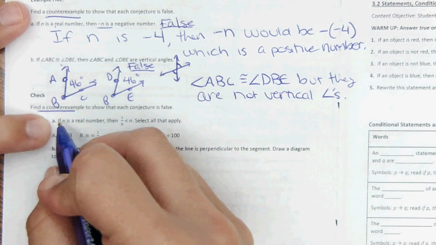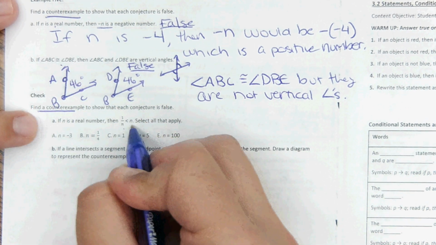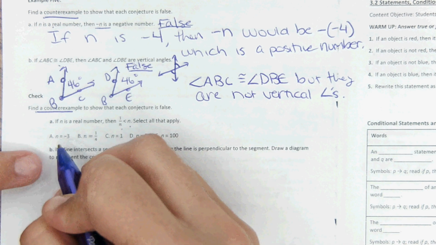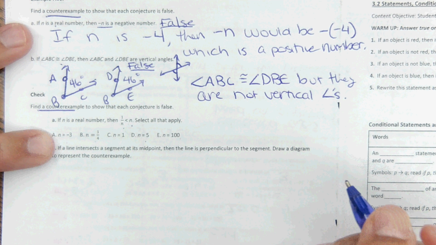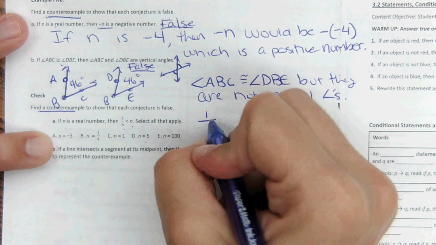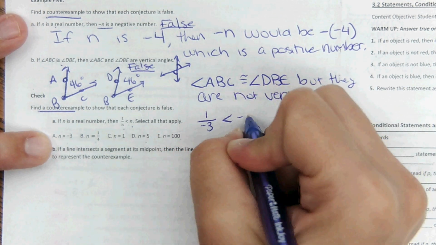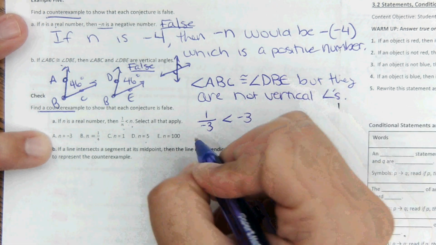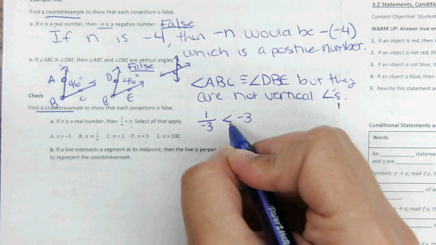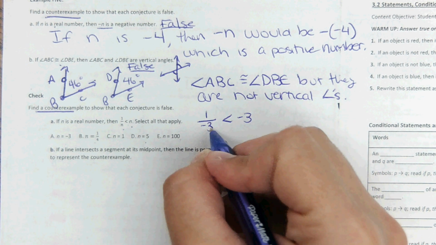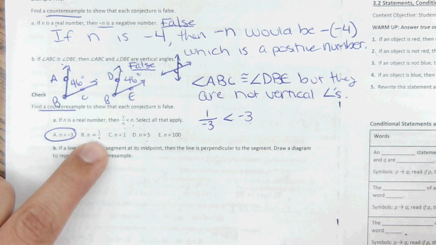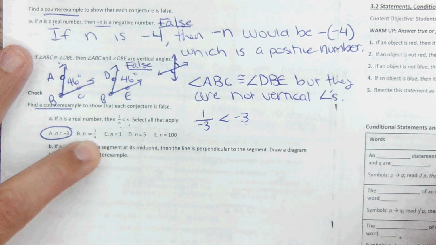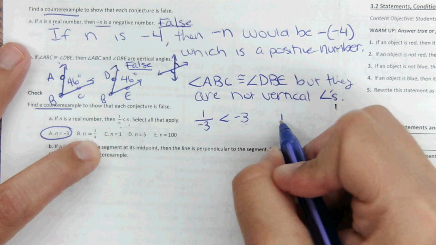Okay, so it says, find a counterexample to show that the conjecture is false. If n is a real number, then 1 over n is less than n. Select all that apply. So these are options, and we want things that prove this false. So if I put 1 over negative 3, is that less than negative 3? Well, negative 1/3 would actually be greater than negative 3, because negative 3 would be more negative. So this would be a counterexample, and there's more than one option here.